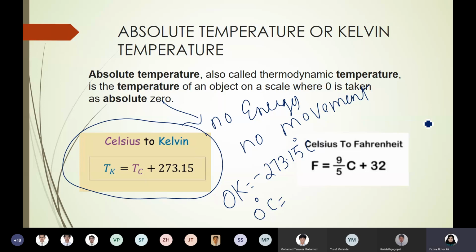So Kelvin scale is one among the absolute temperature scales, where 0 Kelvin is equal to absolute zero. 0 Kelvin is the absolute complete zero, where the total energy is equal to 0 for the system. And if you want to express 0 Kelvin in degrees Celsius, it is equal to negative 273.15.